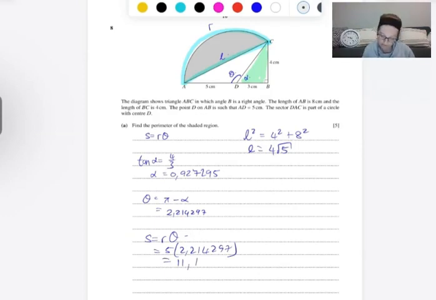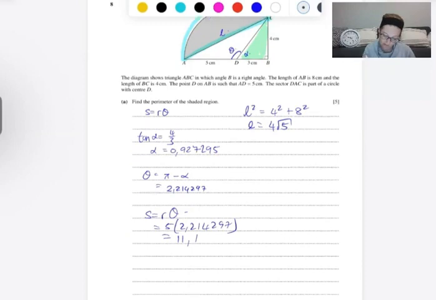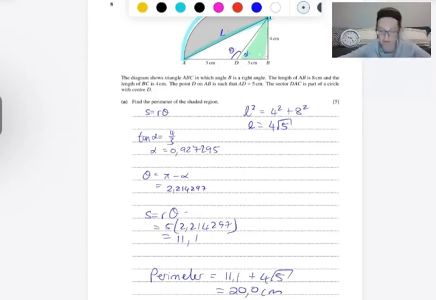And so my total perimeter is 11.1 plus 4 root 5, and that gives me an answer of 20.0. Is it centimeters? Yes. 20.0 centimeters is my final answer.